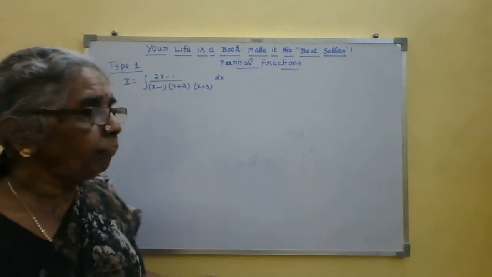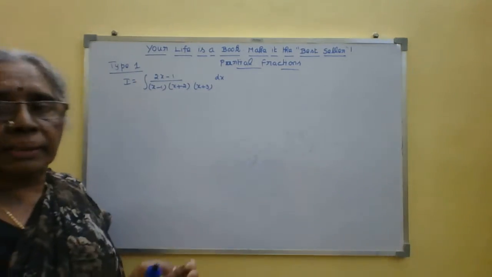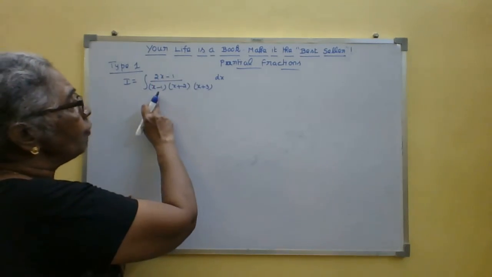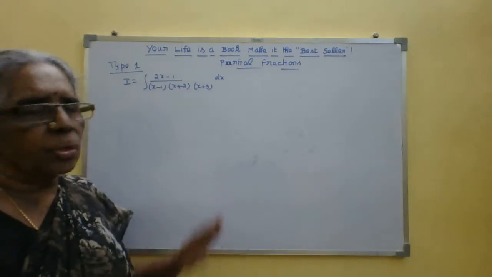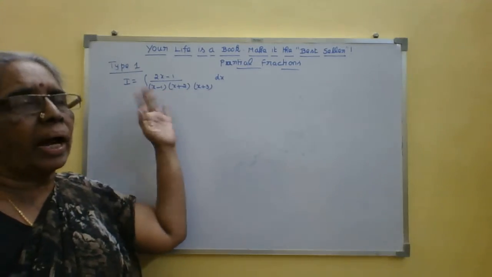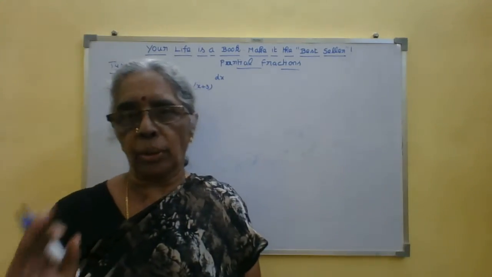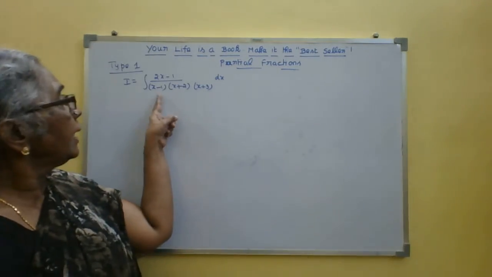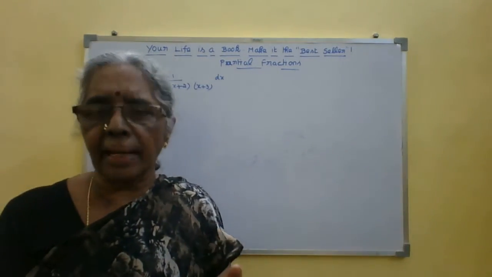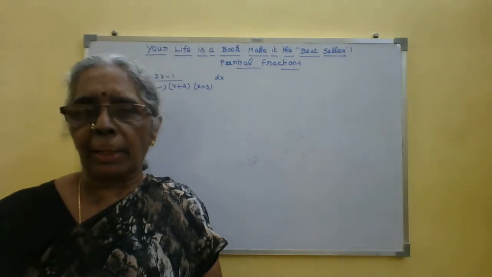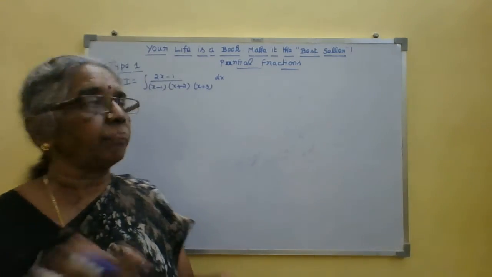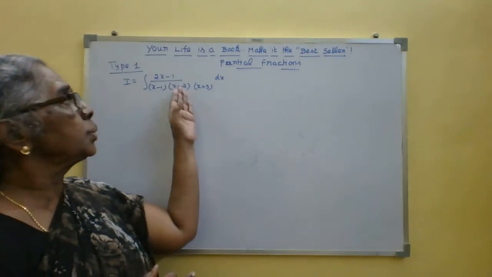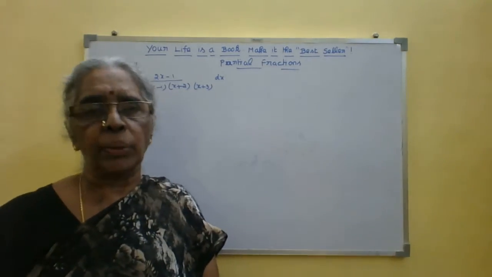Now, I told you that type 1 will consist of linear factors here. If you have 2 linear factors or 3 linear factors, I call it type 1. You won't get more than 3. Here, one more important thing is, the linear factors should be distinct. That means they cannot be equal. They should be different ones. So, this is called 3 distinct linear factors. If I teach you how to do it for 3, it will be easy for you to do it for 2.